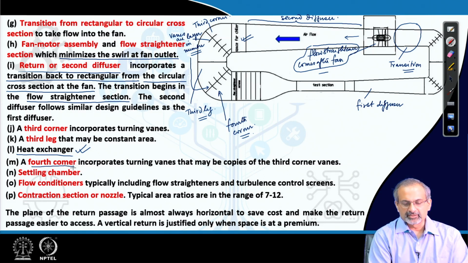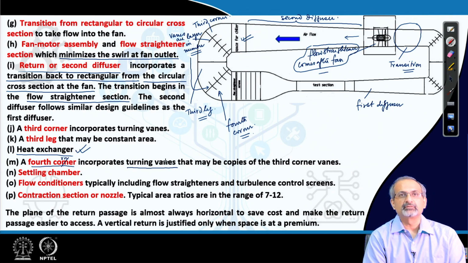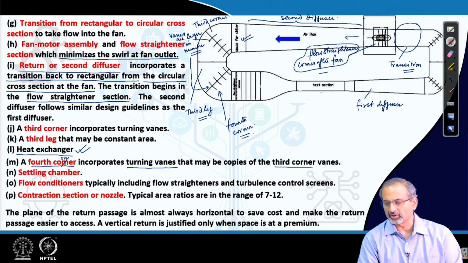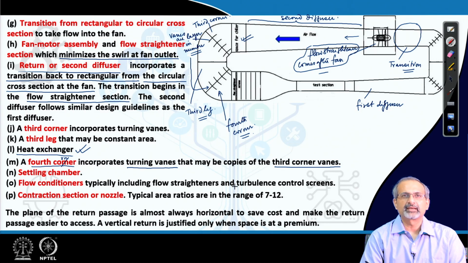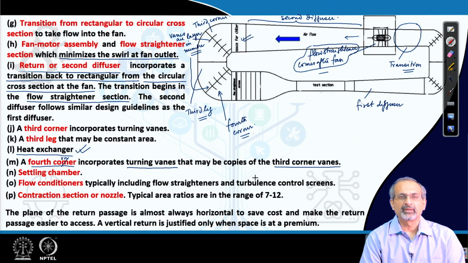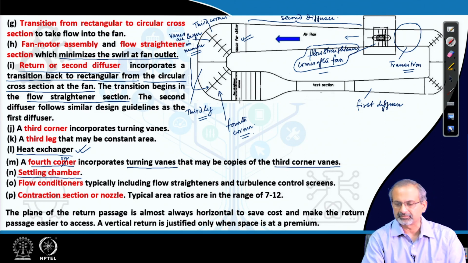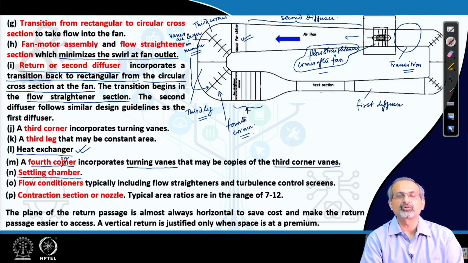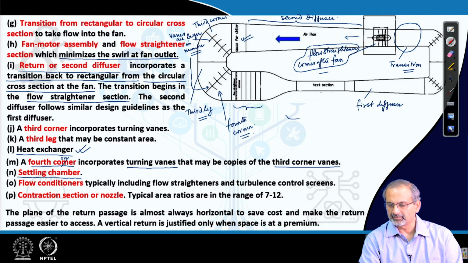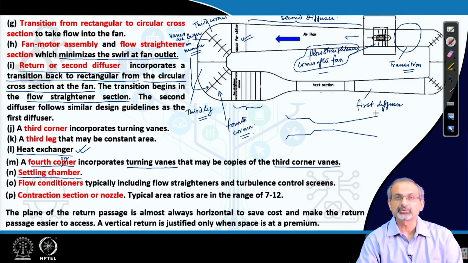We have already discussed the fourth corner. The fourth corner also includes turning vanes, and they may be copies of the third corner vanes like we discussed, because it has a cost and manufacturing advantage. Then comes a very important section which is called the settling chamber. We have come across it even in the context of an open circuit tunnel. So, you remember that the open circuit tunnel began with the flow getting into the settling chamber through the inlet, and it was looking more like this.